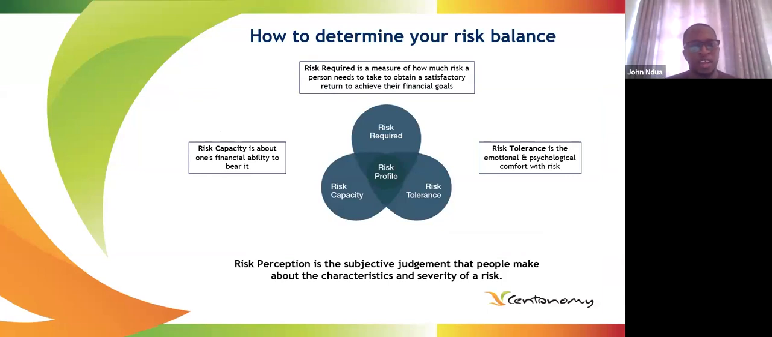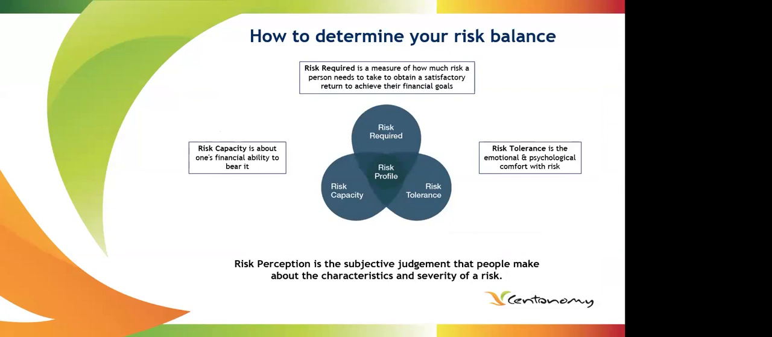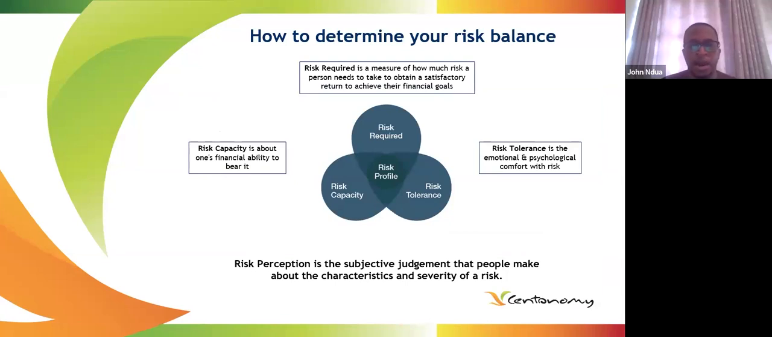We have three main criteria that we use to determine our risk profile, with the first one being risk capacity, the second one being risk required, and the third one being risk tolerance. So what do we mean by the three? I'll start with the far right. What is risk tolerance? Risk tolerance is your emotional and psychological comfort with risk. So as an individual, how do you handle risk or risky situations? Are you comfortable with them? Do you shy away from them? That really speaks about your personality and whether you are able to take risks.